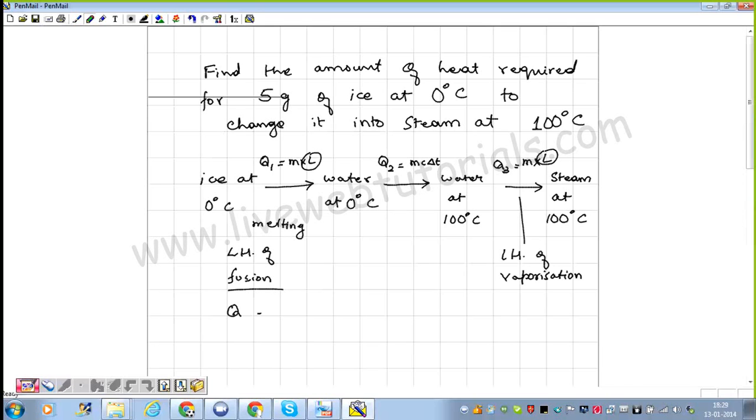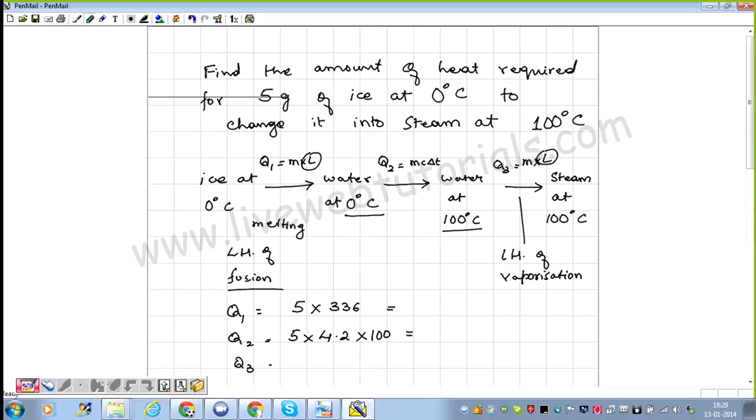So now Q1, mass is 5 grams into latent heat of fusion for ice is 336 joules per gram. Q2, that is MC delta T, mass is 5 grams, C is specific heat capacity of water, which is 4.2 joules per gram degrees Celsius, multiplied by delta T, that is change in temperature. How much is the change in temperature? 0 to 100. So difference in temperature is 100. Of course, I'll calculate this value.